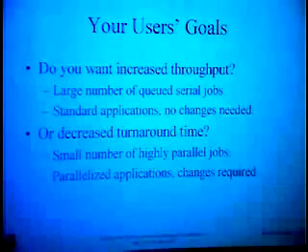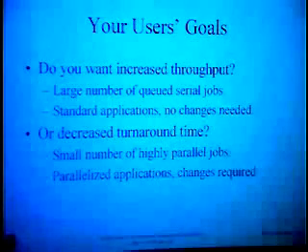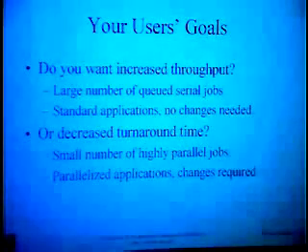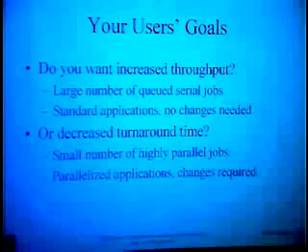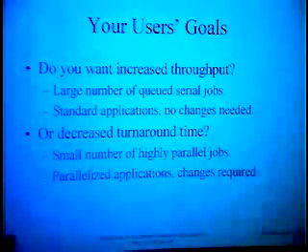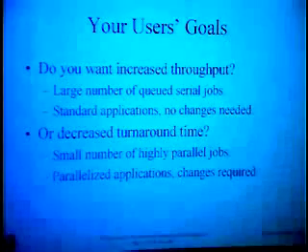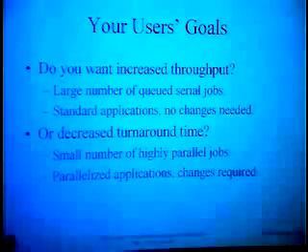And also, are you trying to get increased throughput? Do you have a large number of serial jobs that you just need to run more of at the same time? Maybe it's a standalone application. You can just run it on 50 platforms at once. You're happy. Or do you want to get one job done faster, in which case you have a small number of highly parallel jobs, and that requires a specially parallelized application like NAMD, various other things. You may have to do some modifications if it's not already provided for you.